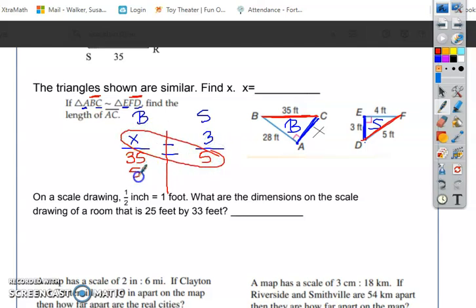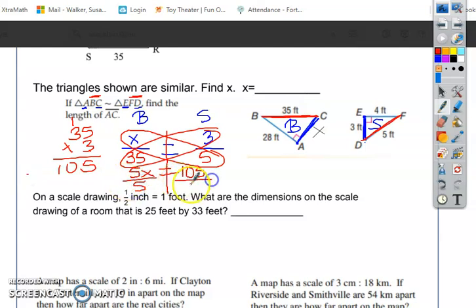So I have 5x on one side. I have 35 times 3, 15, carry the 1, 9 plus 1 is 10. I know I'm doing my math kind of fast, but you can pause the video. Then we divide by 5 and divide by 5, okay? So 105 divided by 5. Okay?